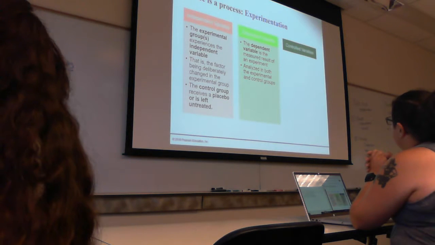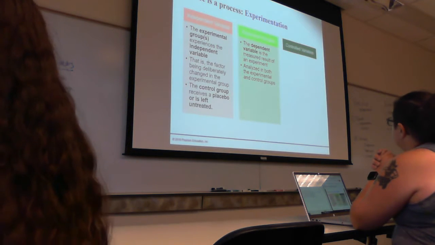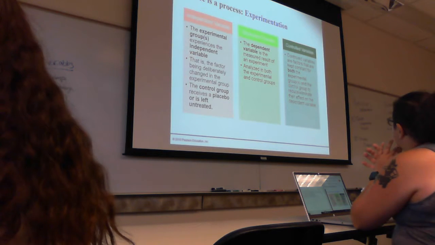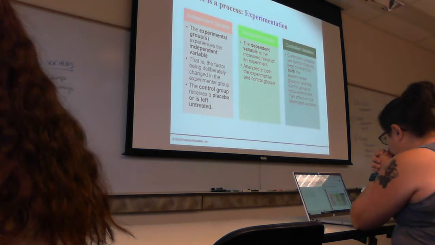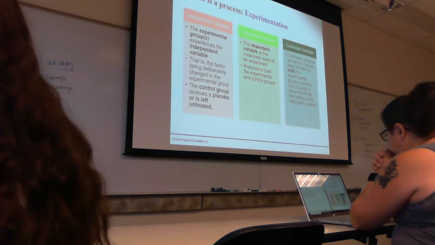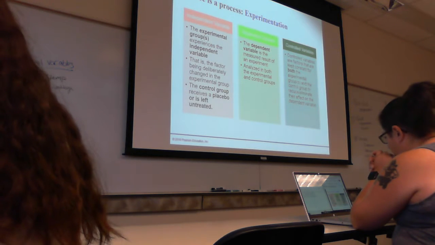The dependent variable, this is the measured result, right? So the number of hours burned is the result of the type of light bulb. And this is analyzed in both experimental and control groups. Now our control variables, again, these are the things that we want to control for, factors that we want to keep constant to eliminate some type of bias.